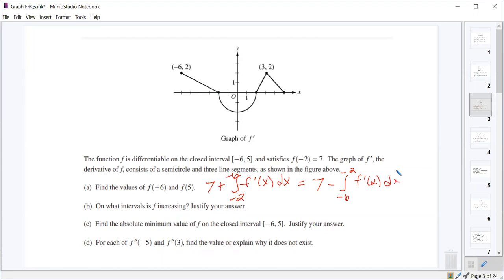And as we do that, the integral from -6 to -2 of f prime, that's just this triangle, right? So 1/2 of the base times the height, which is 1/2 of 2 times 4, which is just 4. So we got 7 minus 4, we got 3. Any questions with that?